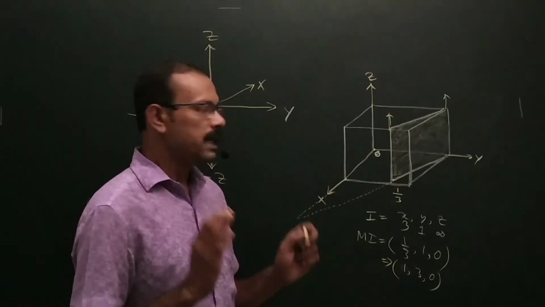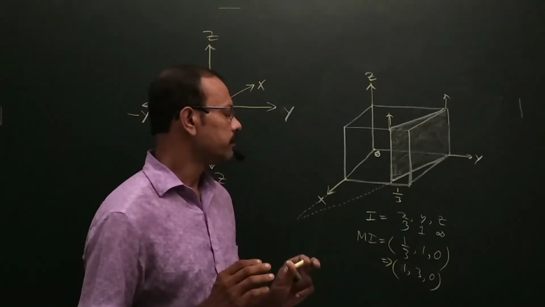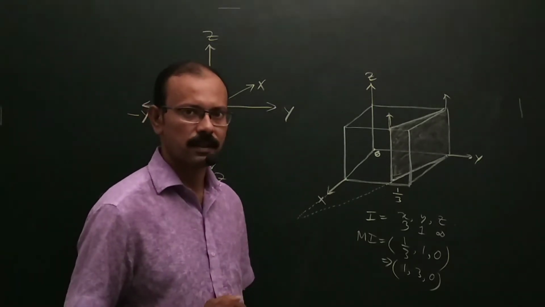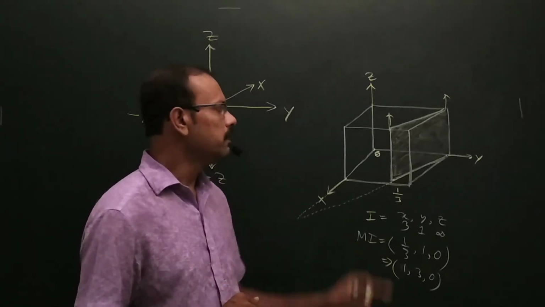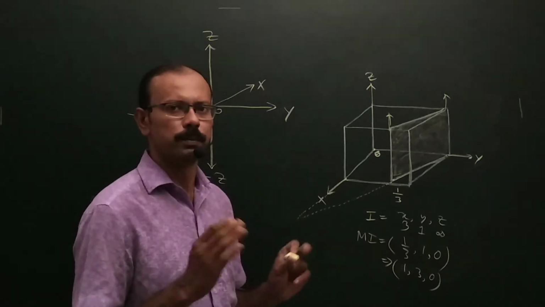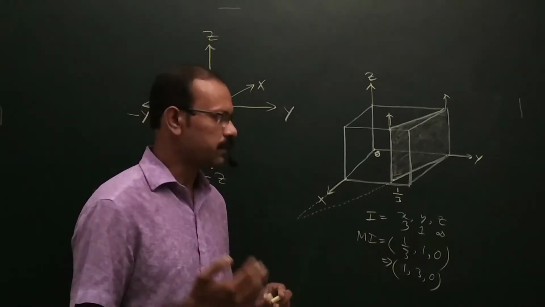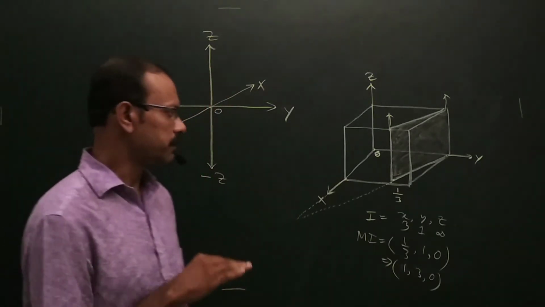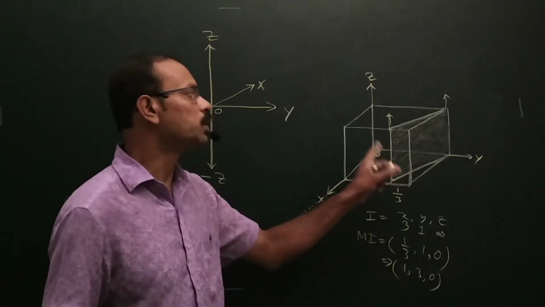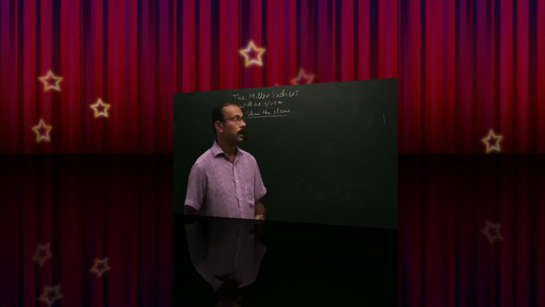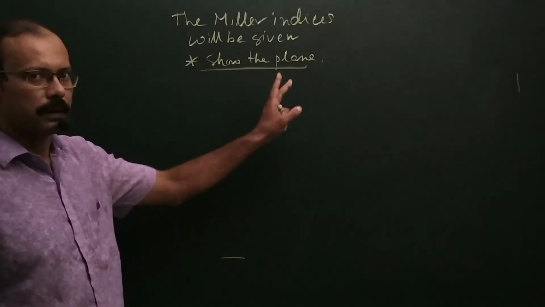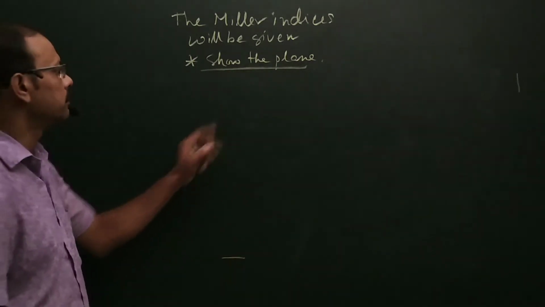So, here are the different cases we have found for how to determine the Miller indices of a plane from the given plane or the drawn plane in a cubic unit cell or in a cube or in a lattice. So next one, I am coming to the next item. The converse case, that is, the Miller indices will be given and we have to draw the plane. The Miller indices will be given, we have to show the plane, we have to draw the plane.